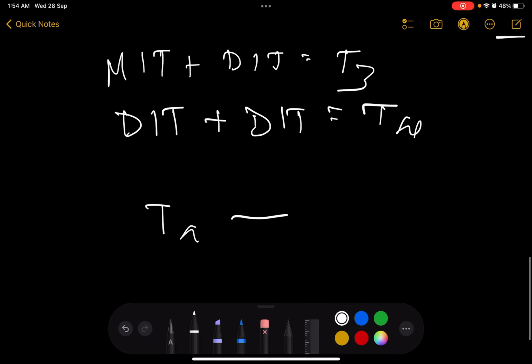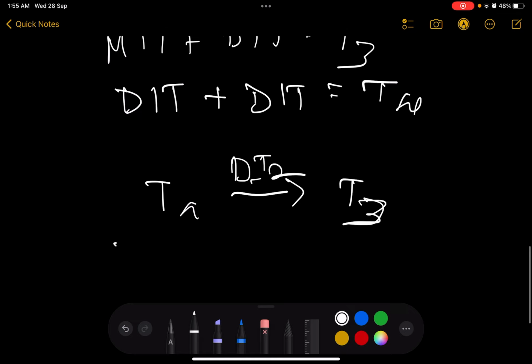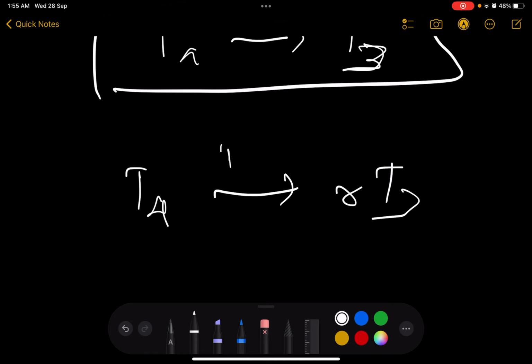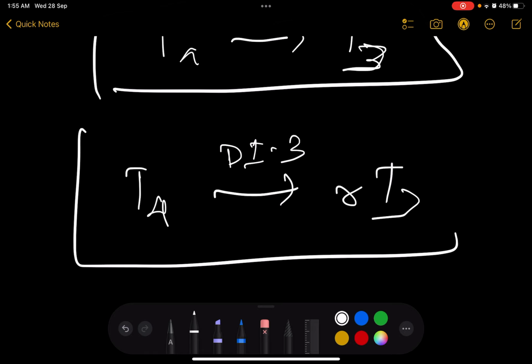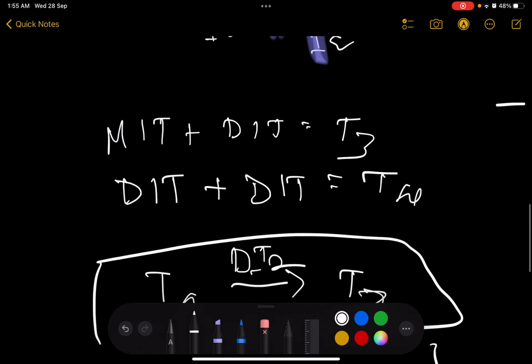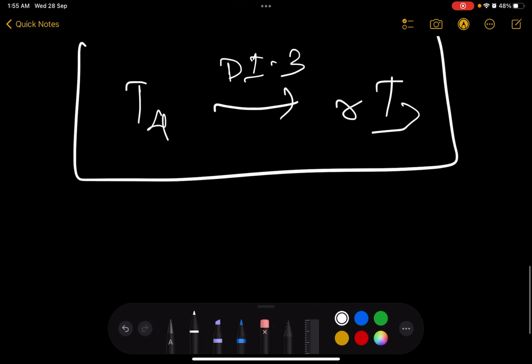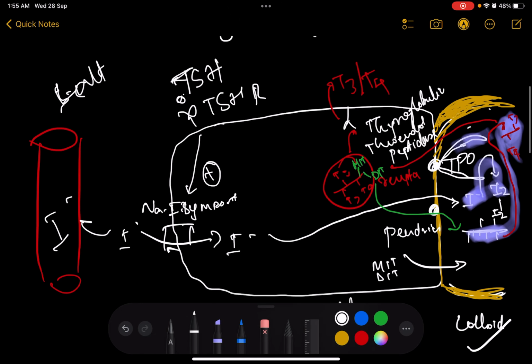A T4 is converted to T3 by deiodinase because you want to remove one iodine. So this reaction is of utmost importance. And a T4 is converted to RT3, that is reverse T3, by deiodinase 3, and this is also a very important reaction. We'll see why it's important later, but let me just complete the steps that we have here. The fifth step is coupling, which is also done by TPO.